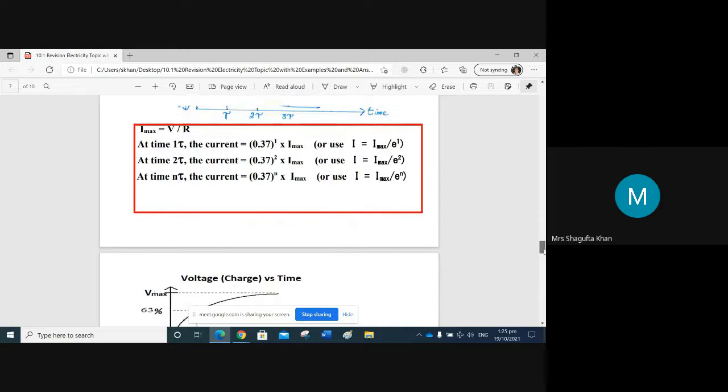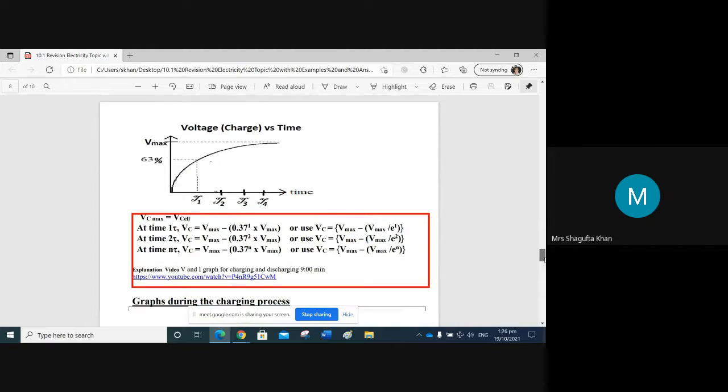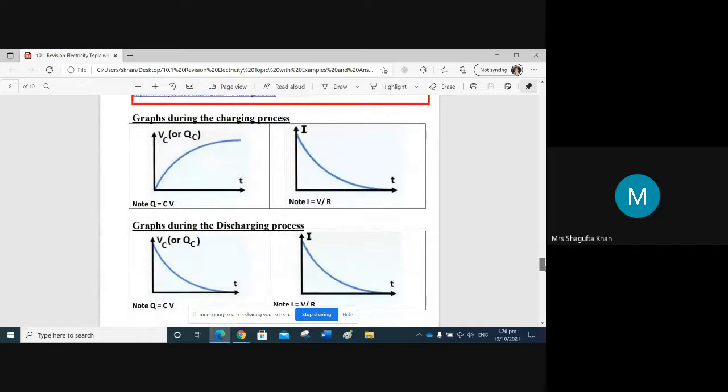Now for the discharging process, I will just show you the graph. These ones are for the charging process. As we discussed, current in the circuit decreases and voltage across the capacitor increases. When the voltage is maximum, the current in the circuit becomes zero. These two graphs can sometimes be drawn on the same one. Instead of a voltage time graph, it could be the charge on the capacitor graph, where charge is equal to C times V. Again, this is the decay curve and this is the growth curve.